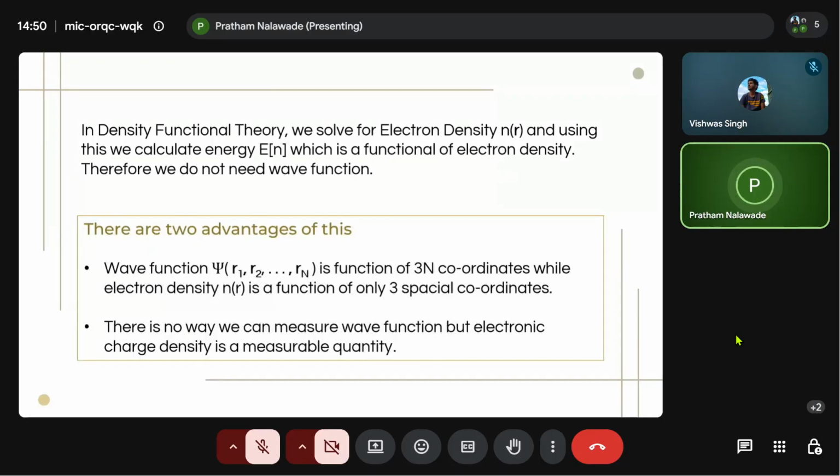So, okay, these are the two advantages which I've already mentioned. Also, you cannot measure the wave function, right? But you can always measure the charge density. So that is another advantage for density functional theory.